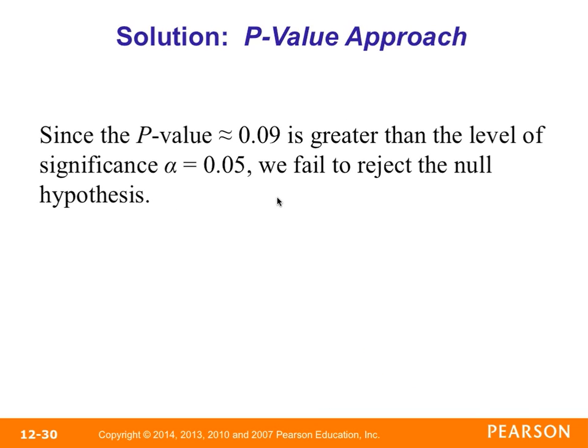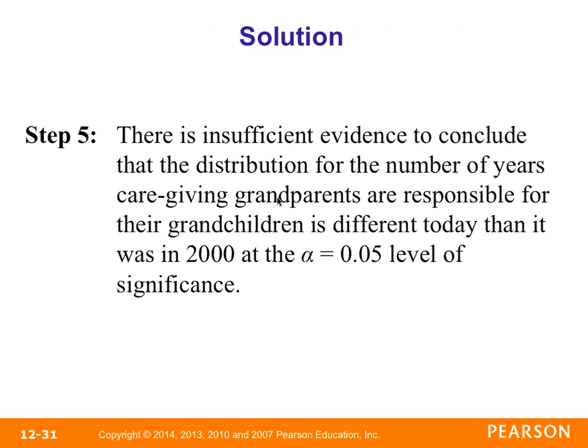Now, since our p-value is greater than the level of significance, our alpha, we fail to reject H0. So we would say that there is insufficient evidence to conclude that the distribution for the number of years caregiving grandparents are responsible for their grandchildren is different today than it was in 2000. So there's not sufficient evidence to conclude that it's any different than it was in the year 2000 at the alpha equals 0.05 level of significance.